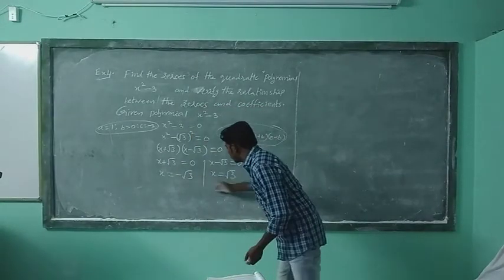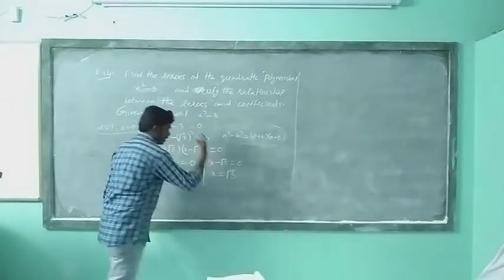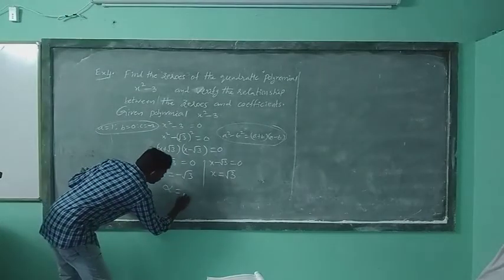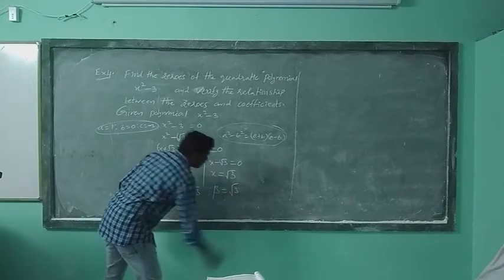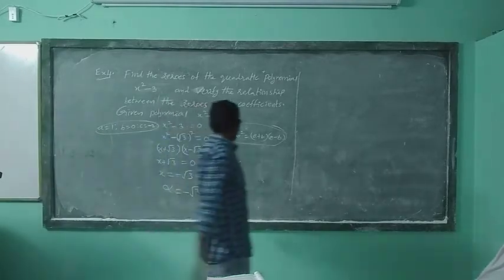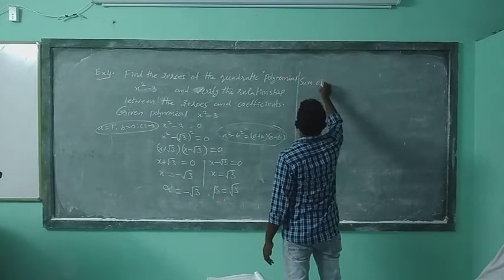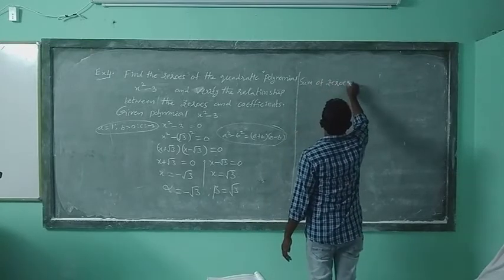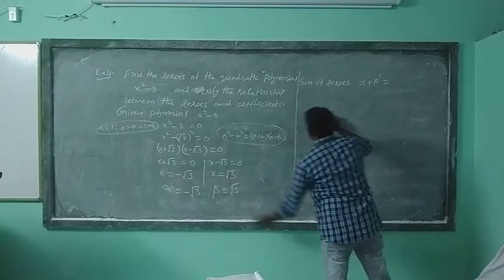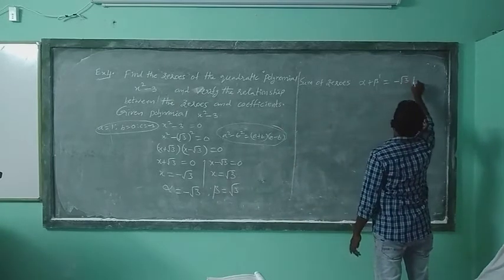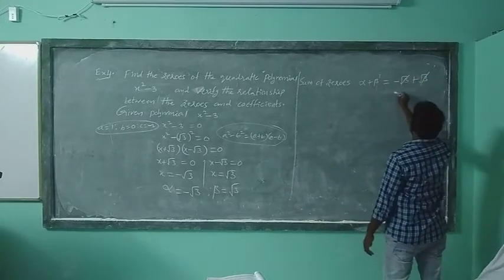Now these two are zeros of the polynomial. This is the alpha value and this is the beta value. So alpha equal minus root 3, beta equal plus root 3. Now verify. First, sum of zeros: alpha plus beta. Alpha value minus root 3 plus beta value root 3, minus root 3 plus root 3 equal 0.